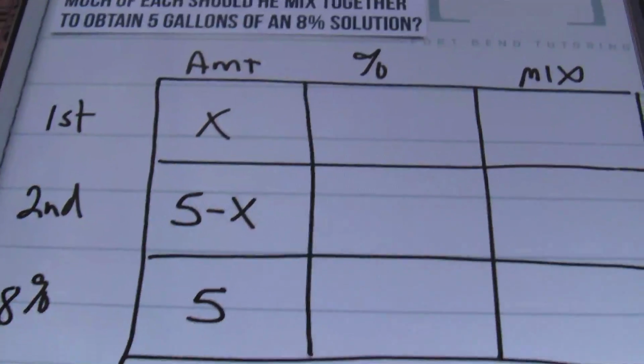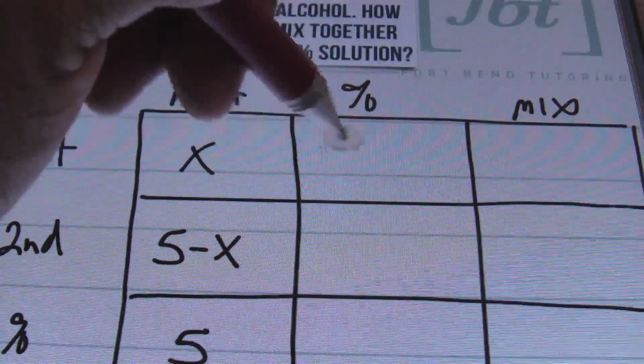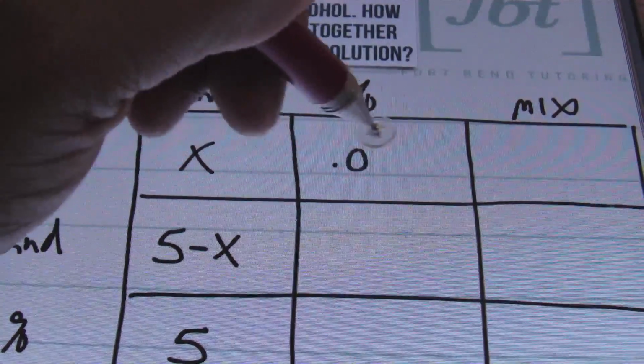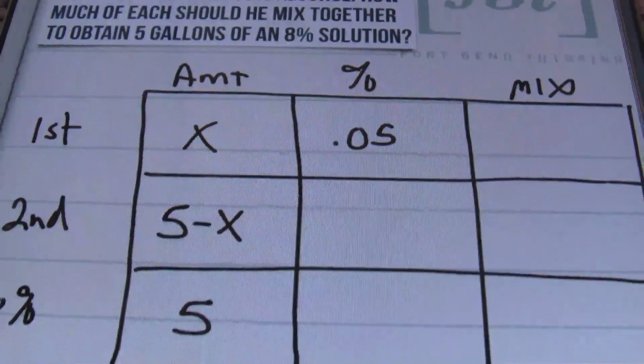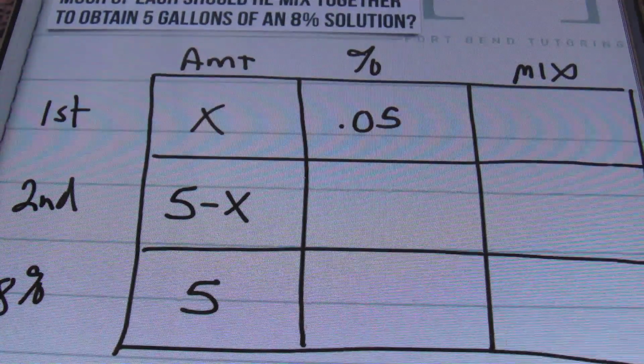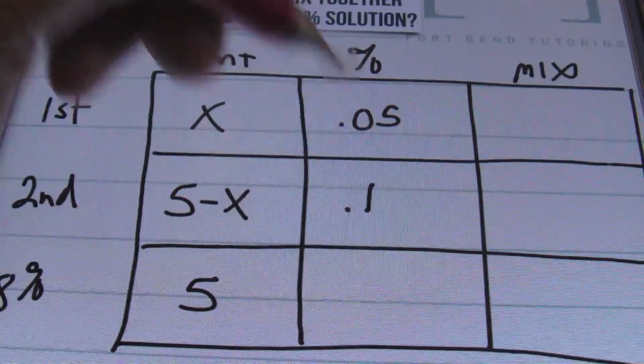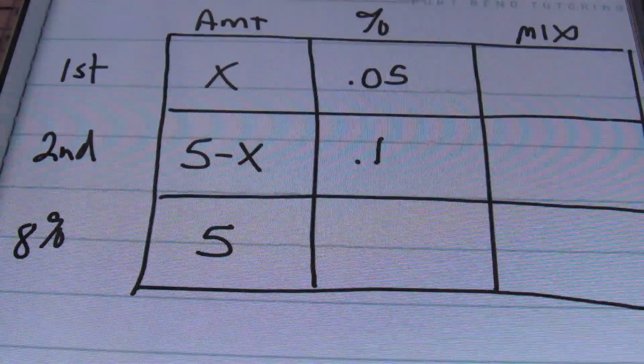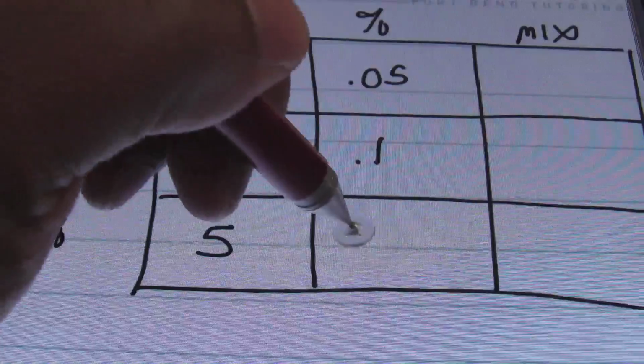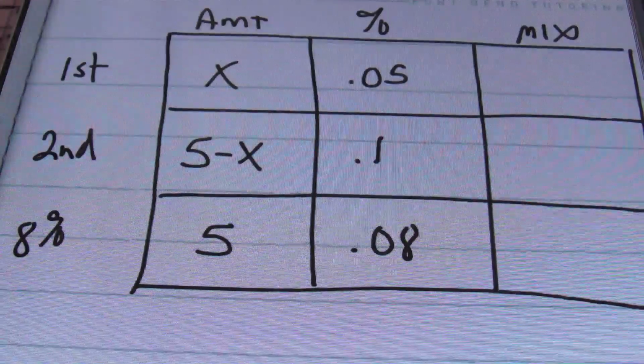We know that the first solution has 5% as a solution, so I'll write that as a decimal, so that'll be 5/100ths. The second solution, which is at 10% alcohol, will be represented in decimal notation as 1/10. Finally, I know I'll end up with an 8% alcohol solution, so this is going to be written as 8/100ths.